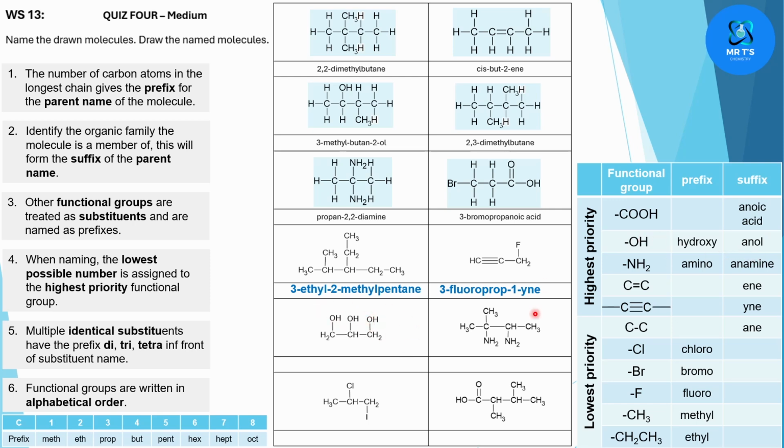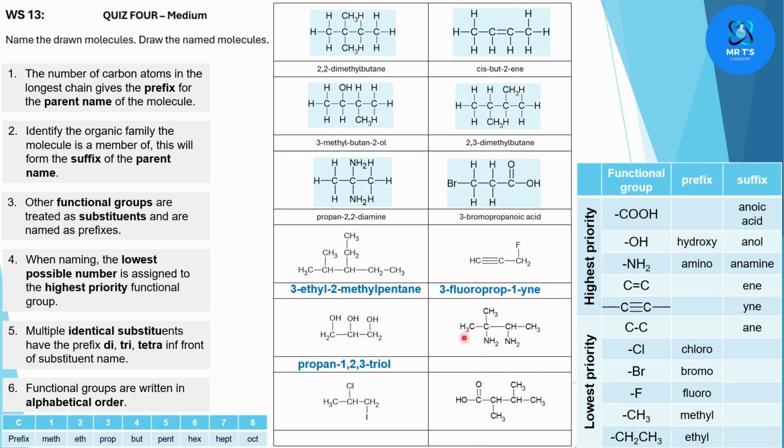Our next molecule has 1, 2, 3 carbons in a row, but we now have 1, 2, 3 OH hydroxy functional groups. Because they are hydroxy functional groups, the suffix is going to change to -ol, but because there are 3 of them, it's going to be triol, and because they come off the first, second, and third carbon, it's going to be propane-1,2,3-triol.